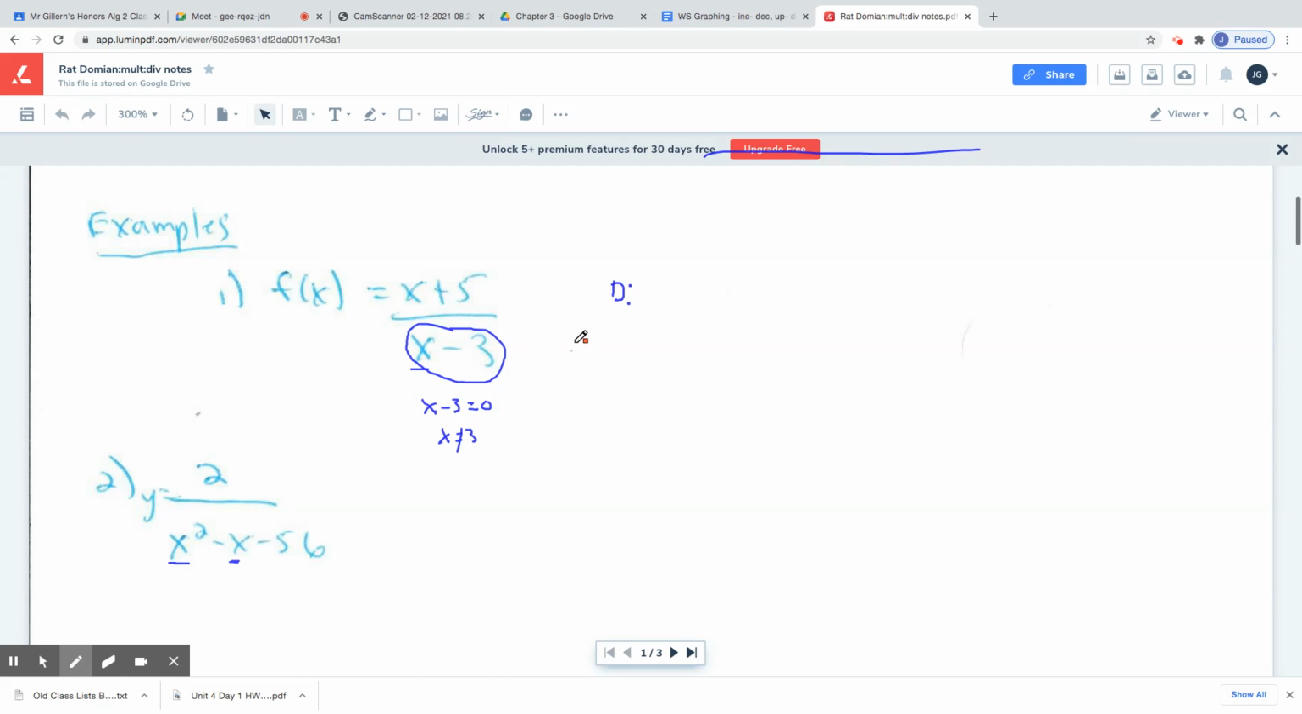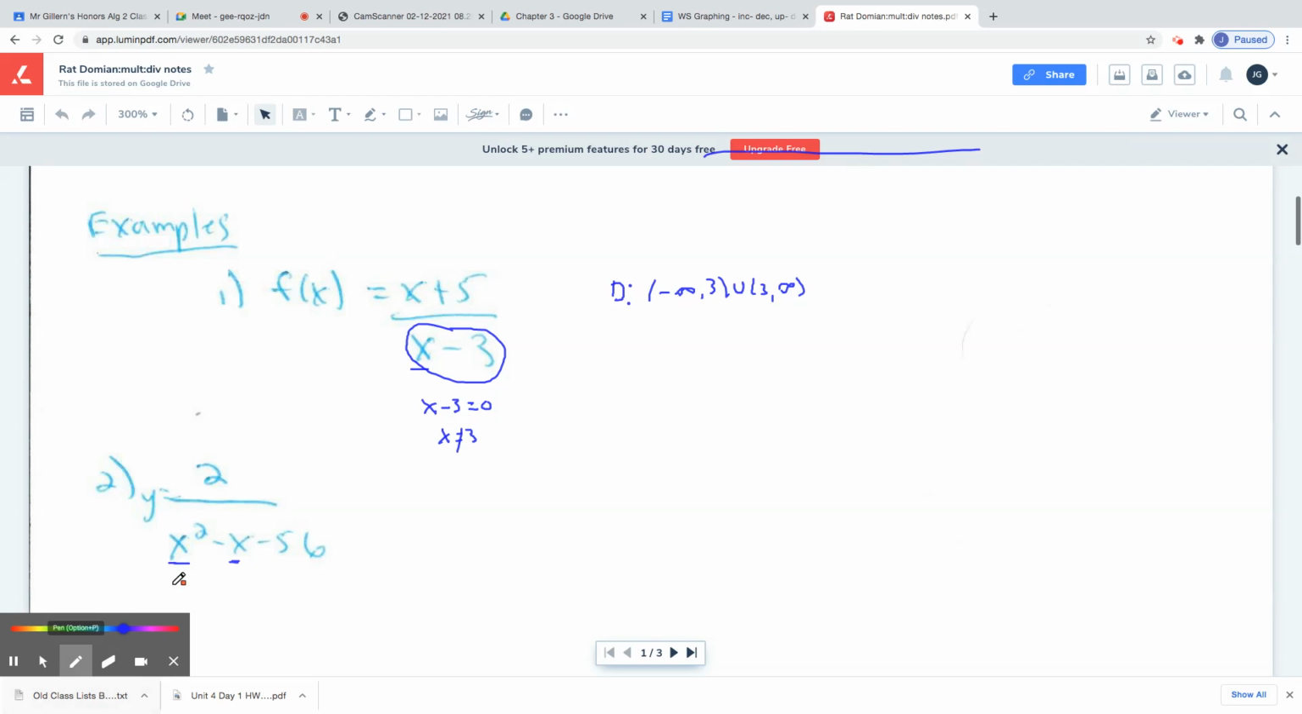Now, how do I write that in interval notation? It's just negative infinity to 3, union 3 to infinity. Notice I have parentheses by the 3, meaning 3 is not included. That is how you represent everything except 3. So to find the domain of rational functions, you set the bottom equal to 0 and exclude those values from the domain.